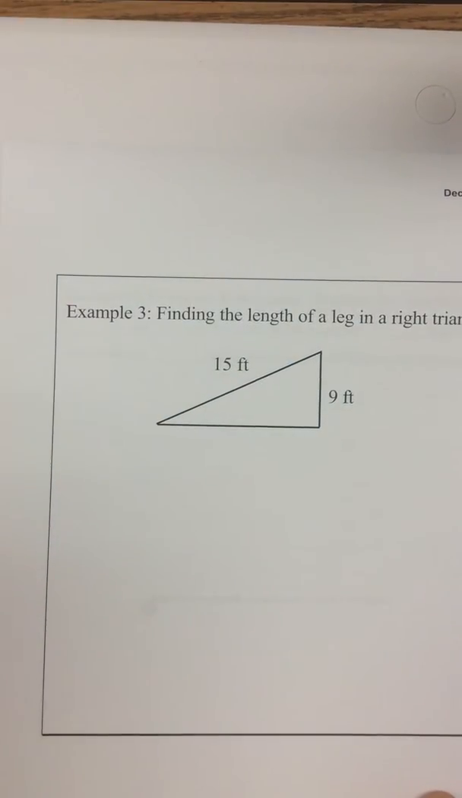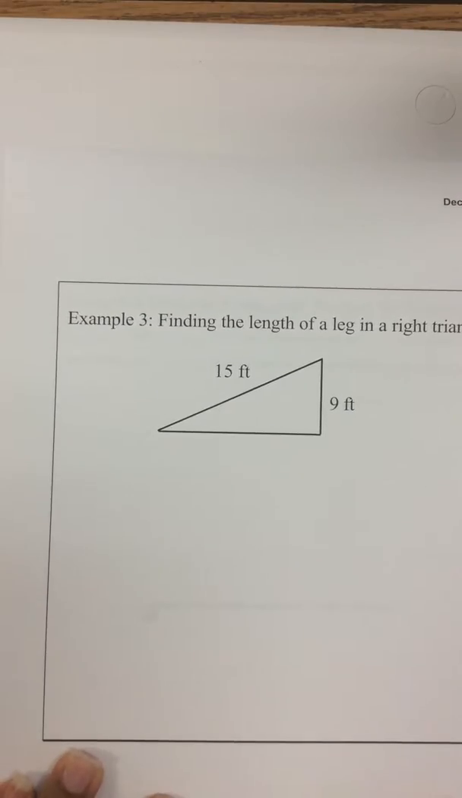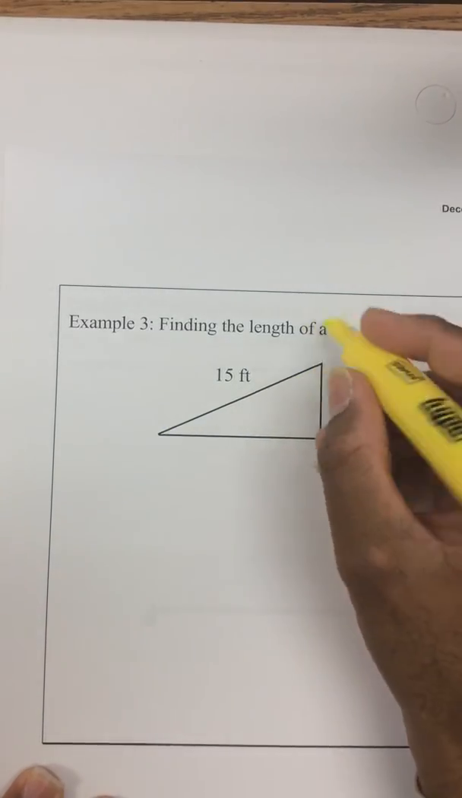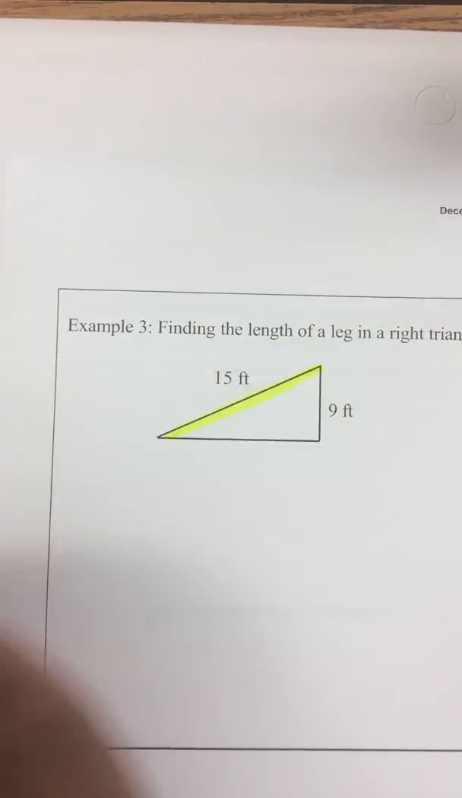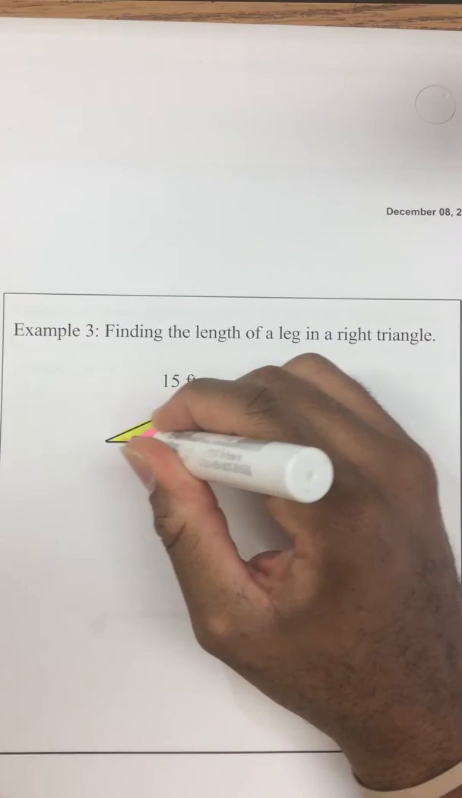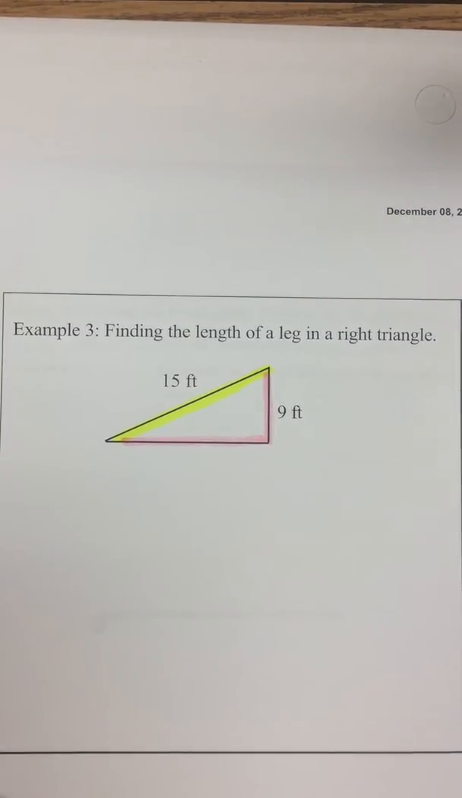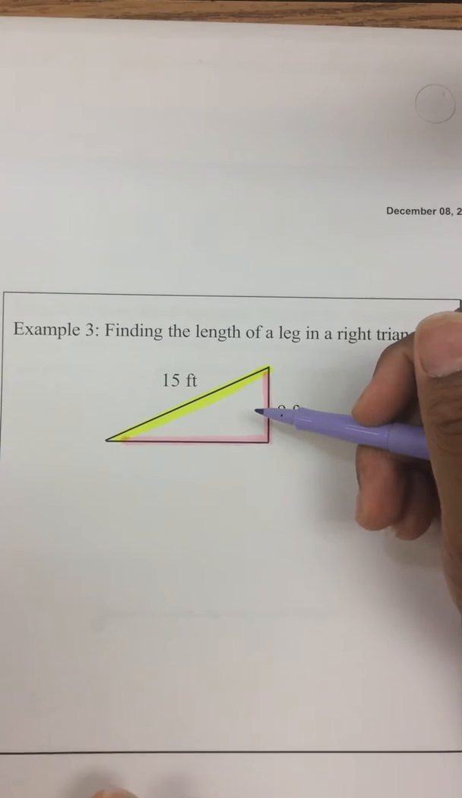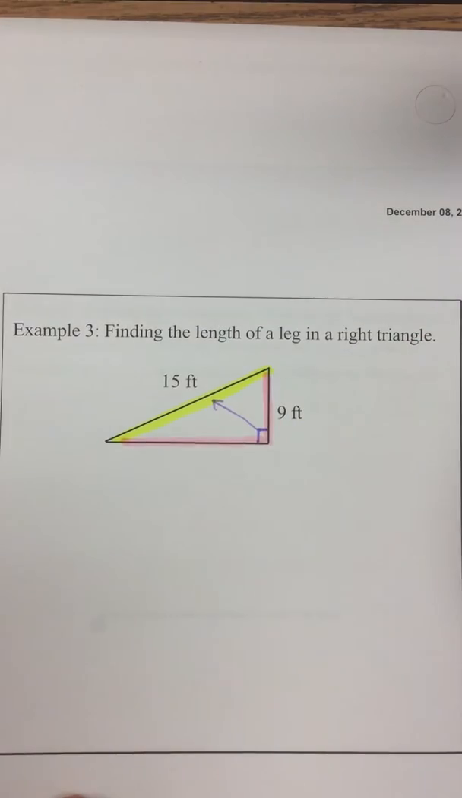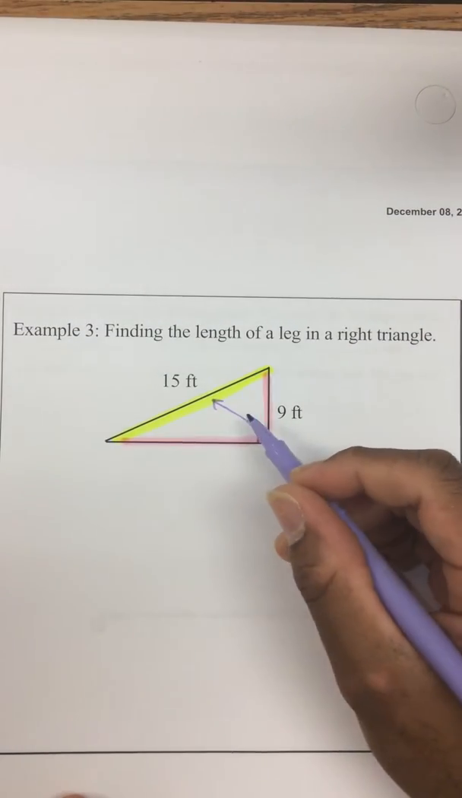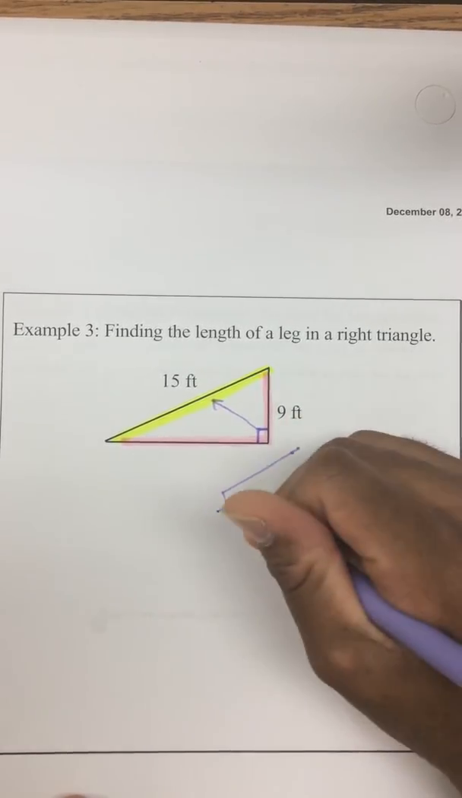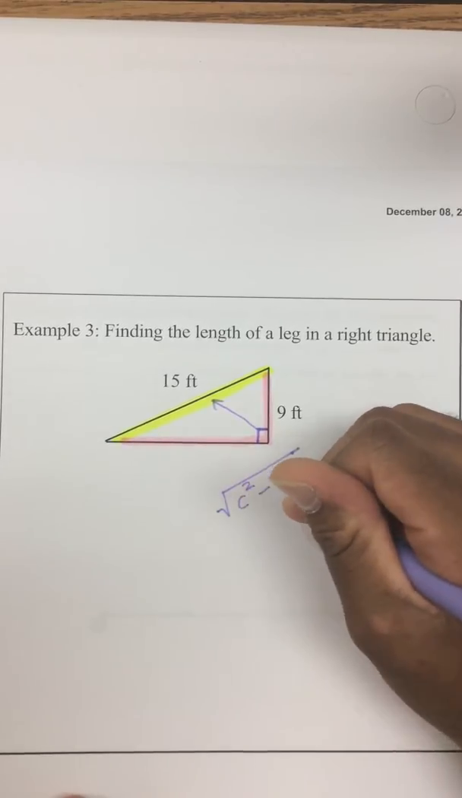Let's do another one. This time, we're trying to find the length of a leg in a right triangle, okay? So we're trying to find the leg. Now, here goes my hypotenuse. And here goes the legs. And I'm trying to find that leg right there. So, remember, distinguish. You know this is your hypotenuse because it's opposite of that 90 degree. Okay? So the formula you use to find a leg is this right here. You do the square root of c squared minus b squared.